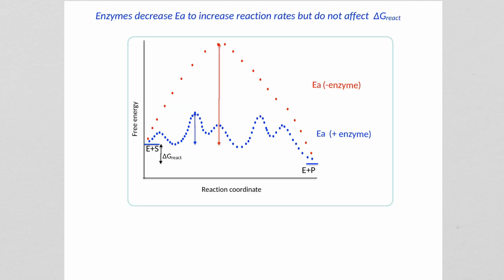So enzymes basically decrease the activation energy. In the presence of enzyme, you can see the activation energy is only this much. Without the enzyme, the activation energy is very high. It's very important to note that the delta G of the reaction is unaffected by the enzyme. Whether you have the enzyme or you do not have the enzyme, the delta G of the reaction is always the same.